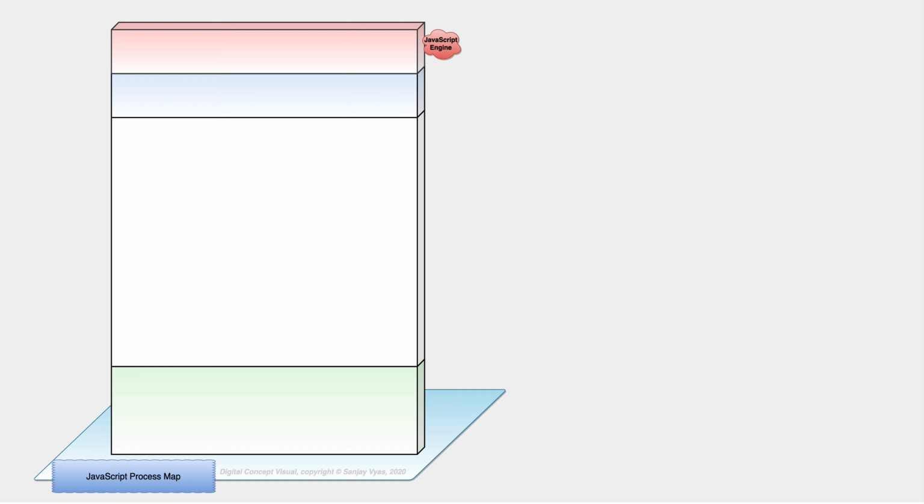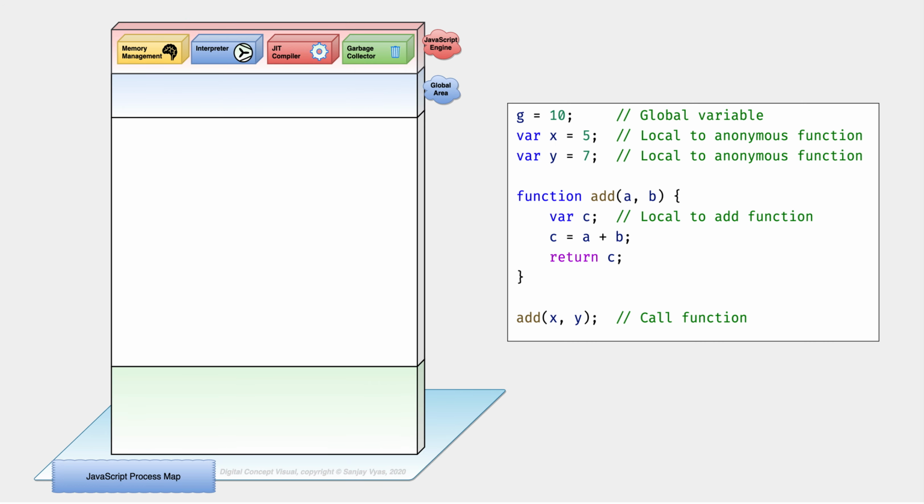The first thing is the JavaScript engine, which is composed of multiple things like memory management, interpreter, just in time compiler, garbage collection, and so on. Next, it contains a global memory area. Now let's take a look at a sample code in JavaScript and see how it is stored in various segments in the process map.